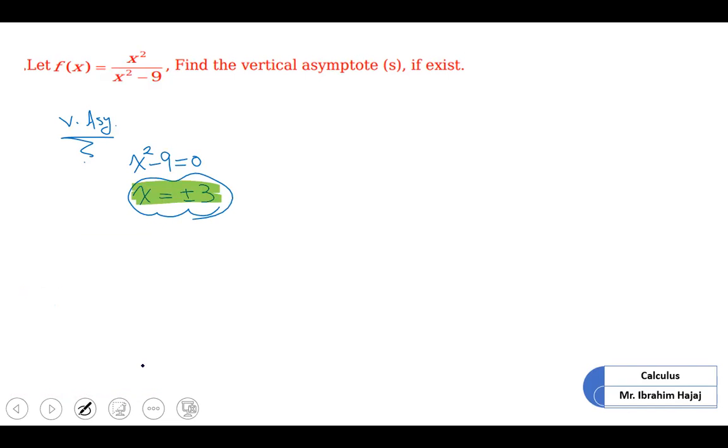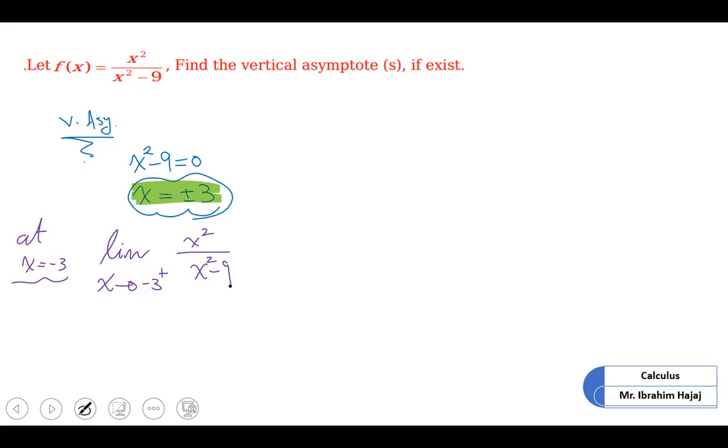Okay, so let's continue here, guys, by finding the limit as x approaches. We will study first at x equals negative 3, and we will take the limit from the right side of this function, which is x squared over x squared minus 9.